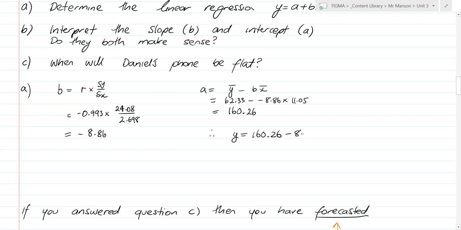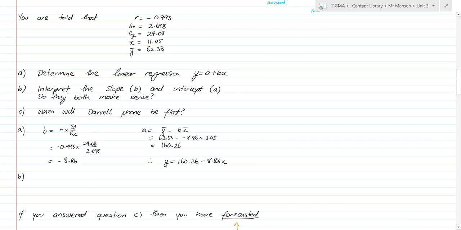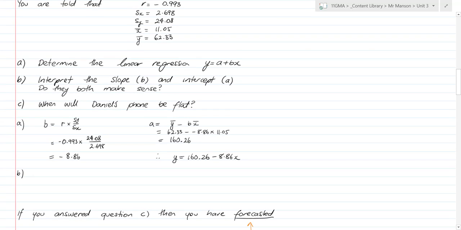Question B, which I might do predominantly verbally, says interpret the slope B and the intercept A. So the slope is negative 8.86. What does that mean? Now just go back to the context for me.